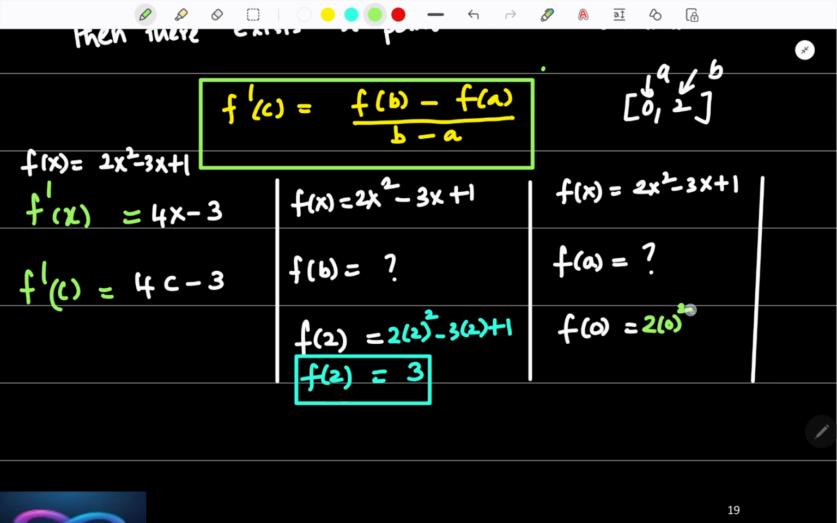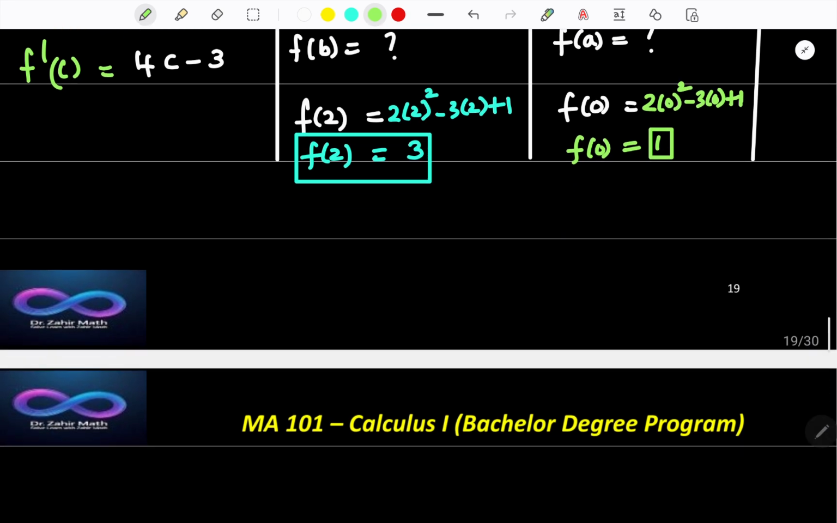So 2 times 0 square minus 3 times 0 plus 1. So this equals, you're going to get what? 1. Right. Because everything is 0. So this is your f of 0. Right. So let's go to the formula.